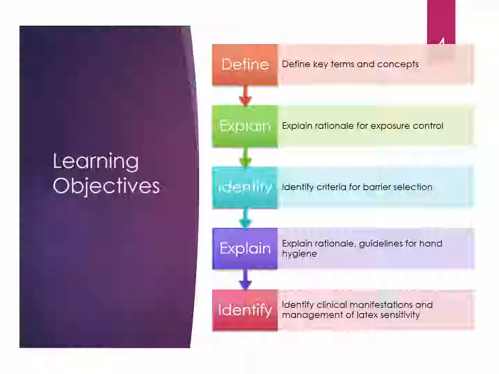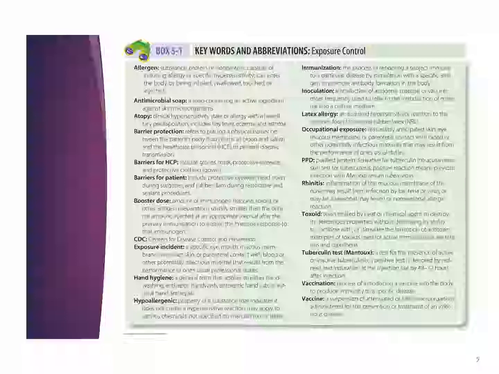All right, our learning objectives. After studying this chapter, you should be able to: 1, identify the key terms and concepts related to exposure control, clinical barriers, and latex sensitivity. 2, you're going to explain the rationale and techniques for exposure control. 3, you're going to identify the criteria for selecting effective barriers. 4, explain the rationale, mechanics, and guidelines for hand hygiene, and identify and describe clinical manifestations and management of latex sensitivity.